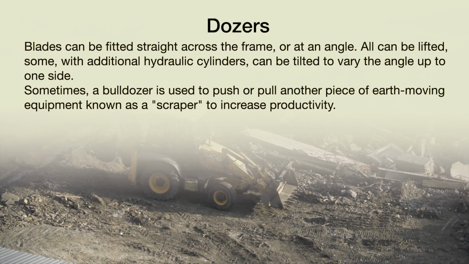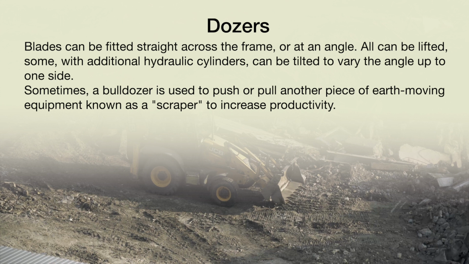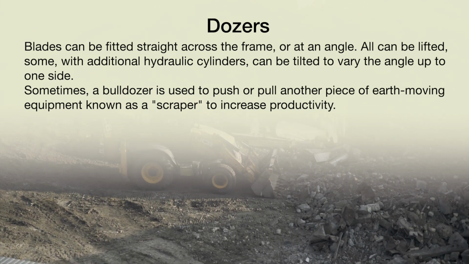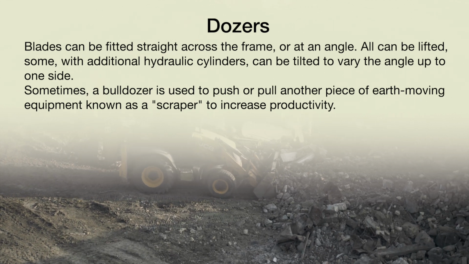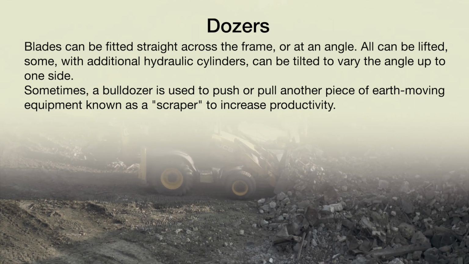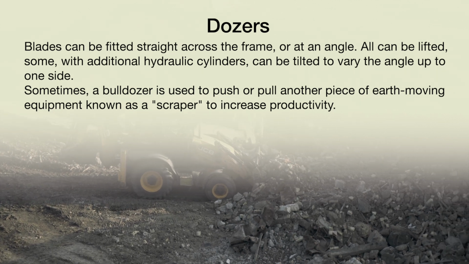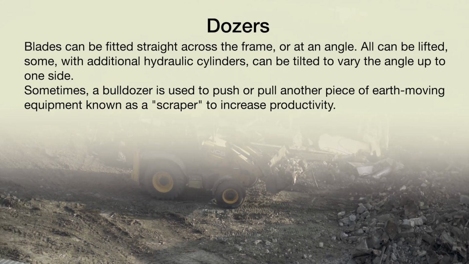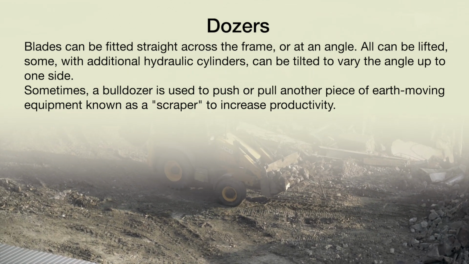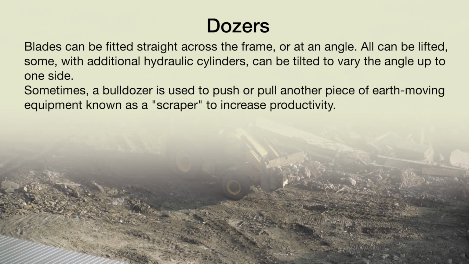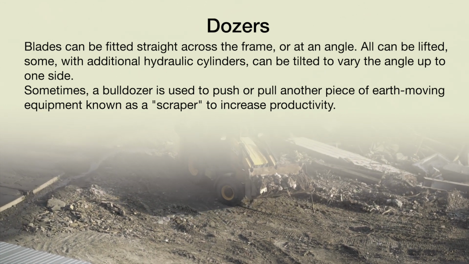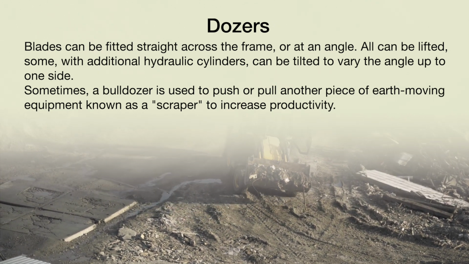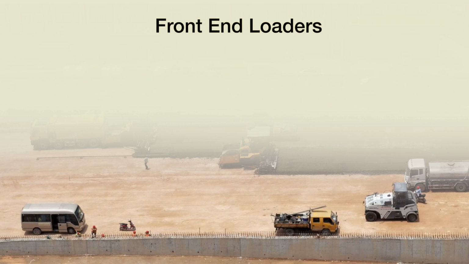Blade can be fitted straight across the frame or at an angle. All can be lifted, some with additional hydraulic cylinders can be tilted to vary the angle up to one side. Sometimes a bulldozer is used to push or pull another piece of earth moving equipment known as a scraper to increase productivity. Next, front end loader.